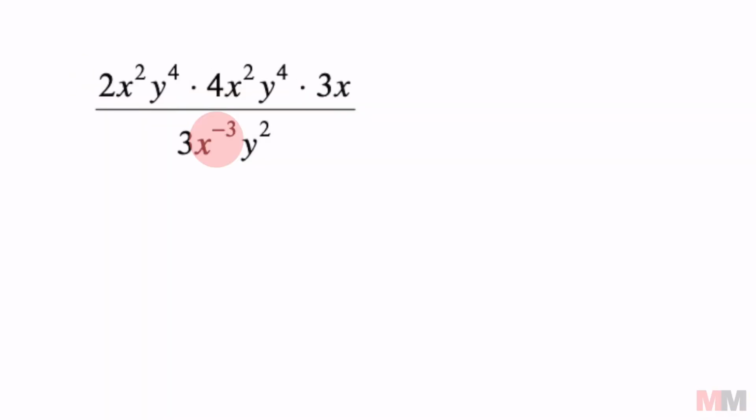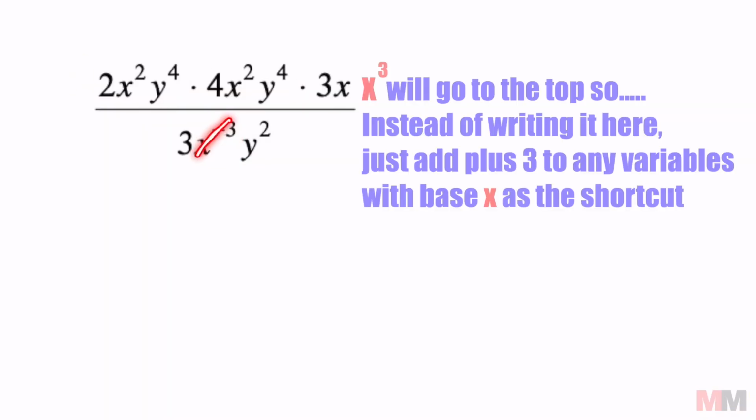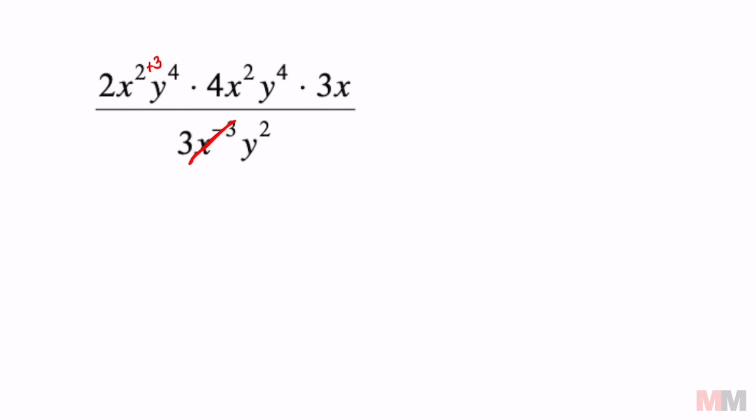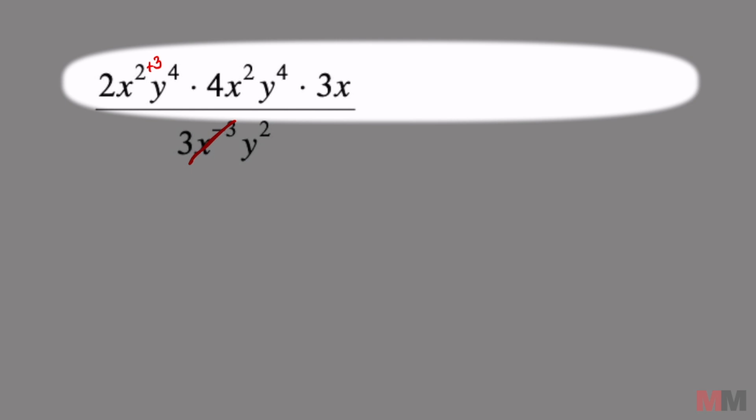I see a negative exponent, so I'm going to tackle that first. I know that I'm going to have to add it on the top somewhere with the base x, so I'm going to just cross that off, and I can add it to this one if I wanted. That will take care of that. From here, let's simplify the top. There's nothing really I can do at the bottom.